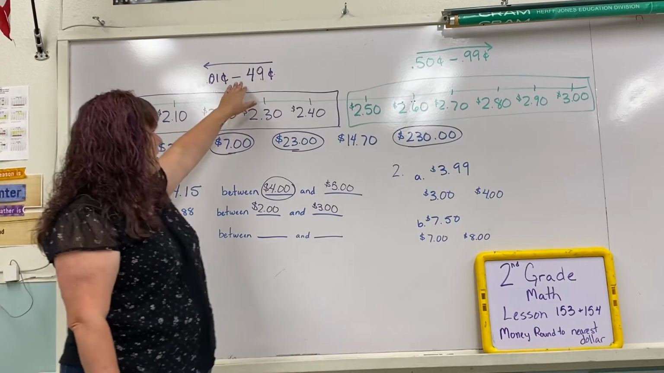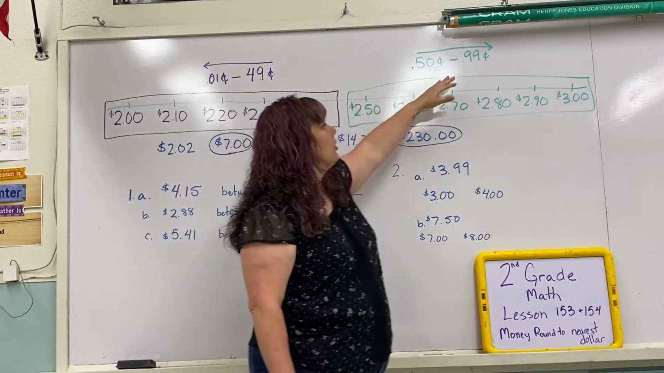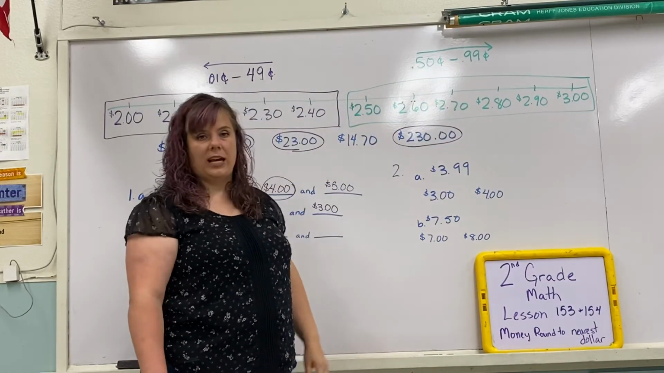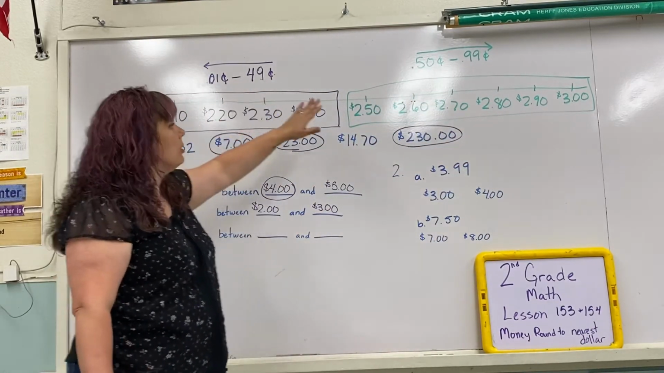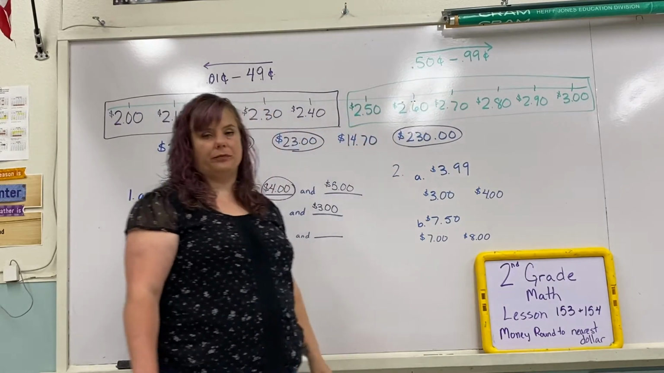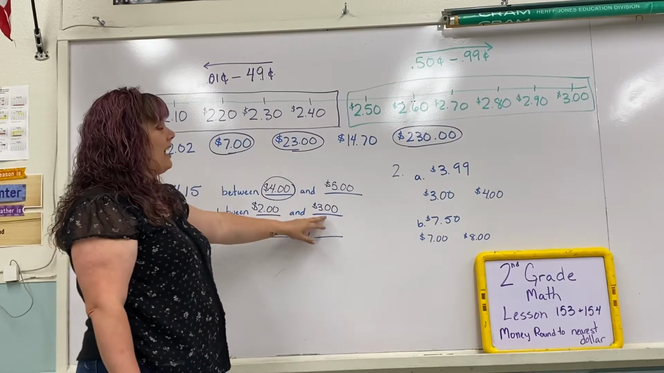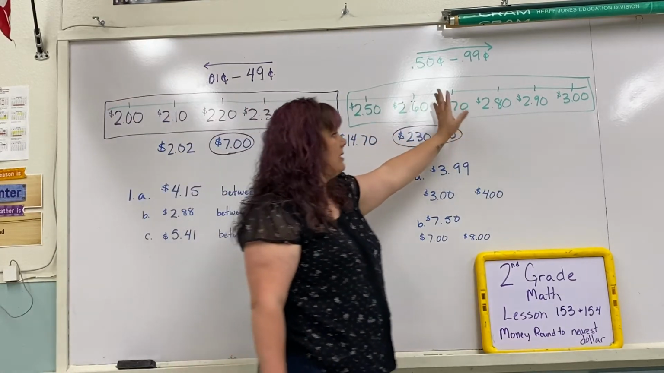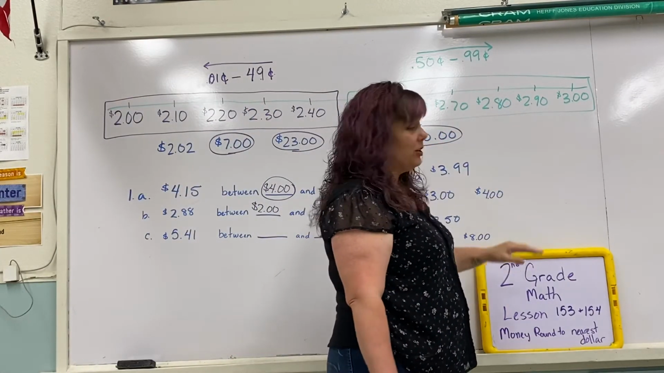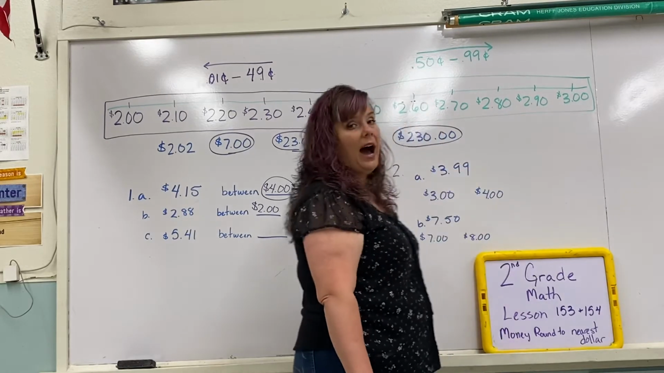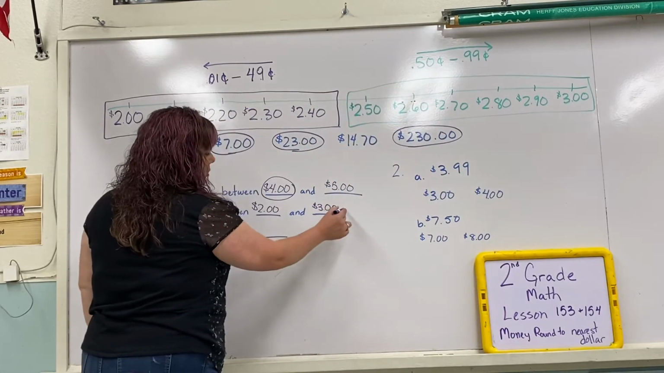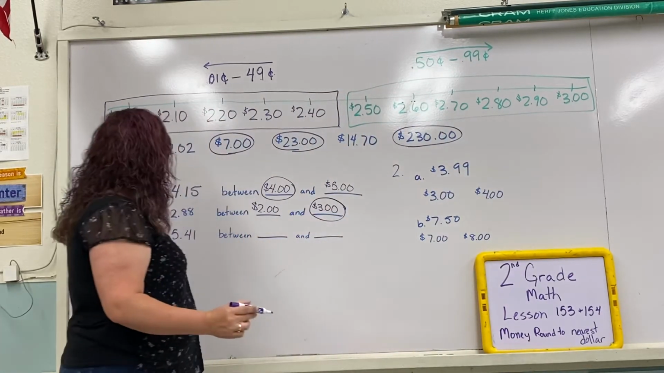Is 88 cents over here in the purple or over here in the green? Are we going to go lower or higher? Yes, the 88 cents is in the higher. It's in the green. It's somewhere in this side. So if we're rounding it to the nearest dollar, we're going to go with the higher number. So we're going to circle this $3 right here.